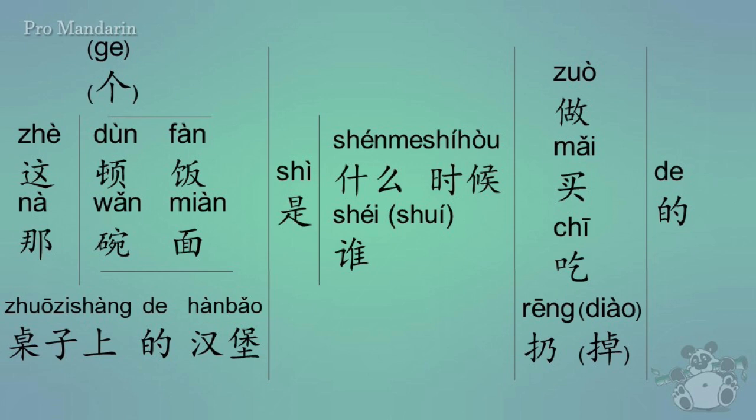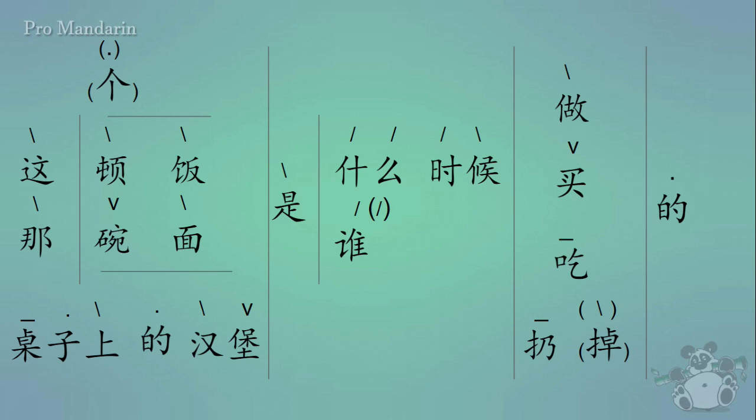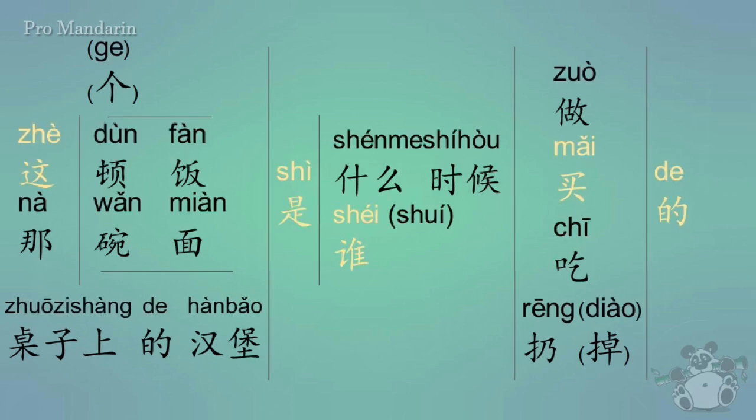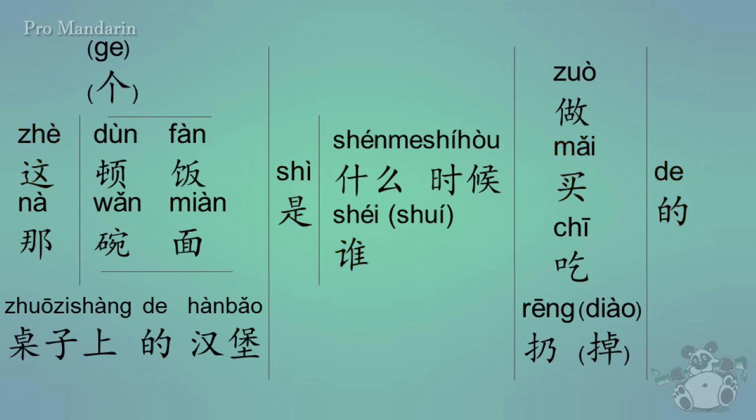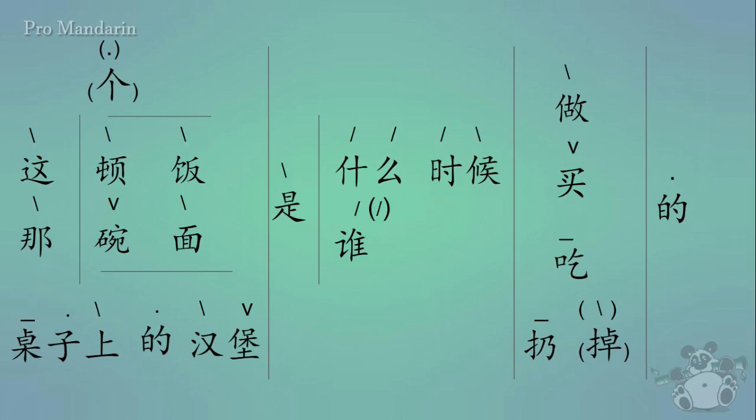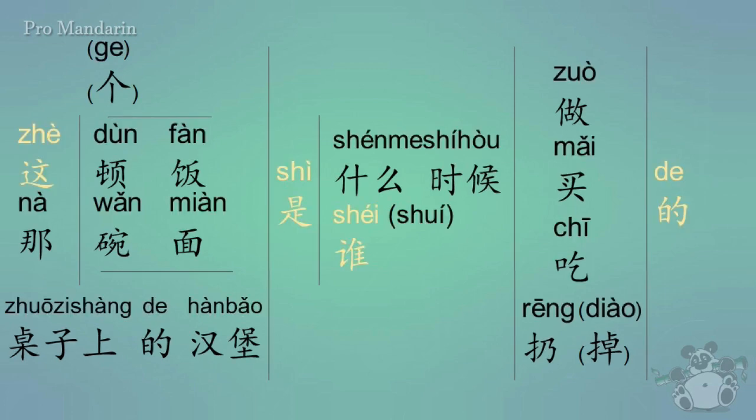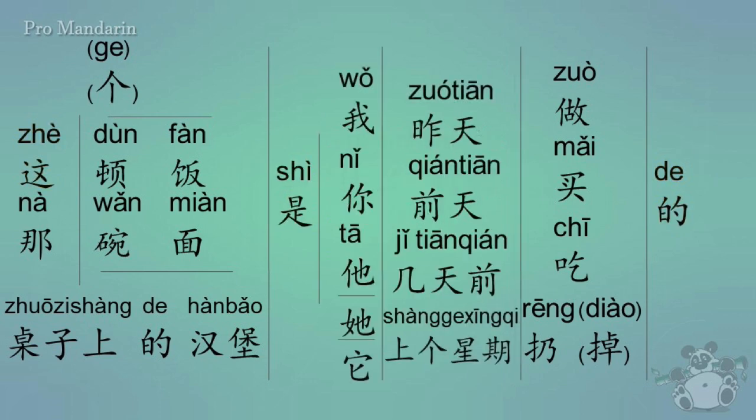All right, so for the next one, how would you say, who bought this? 这是谁买的? All right, so let's go ahead and do one more before we move on to the next section. So how would you say, whose is this? 这是谁的?